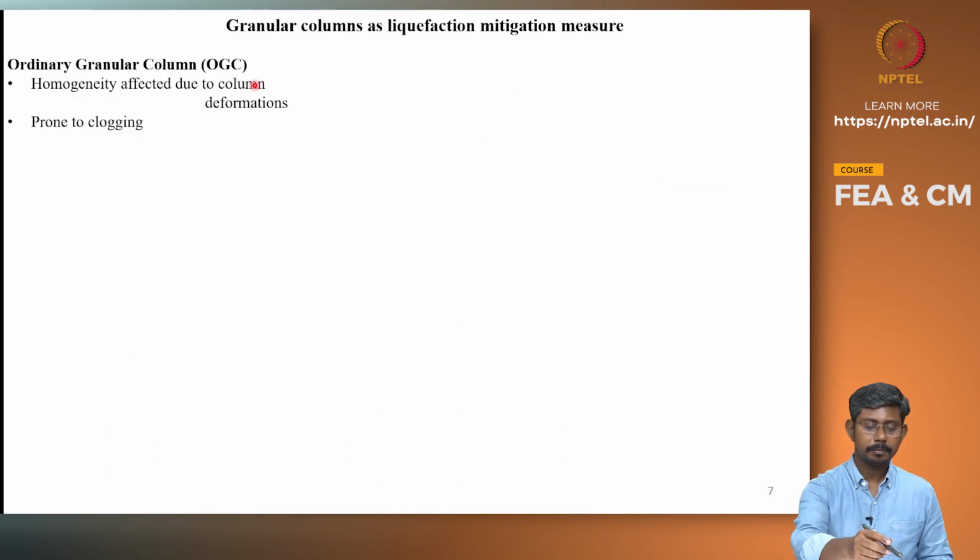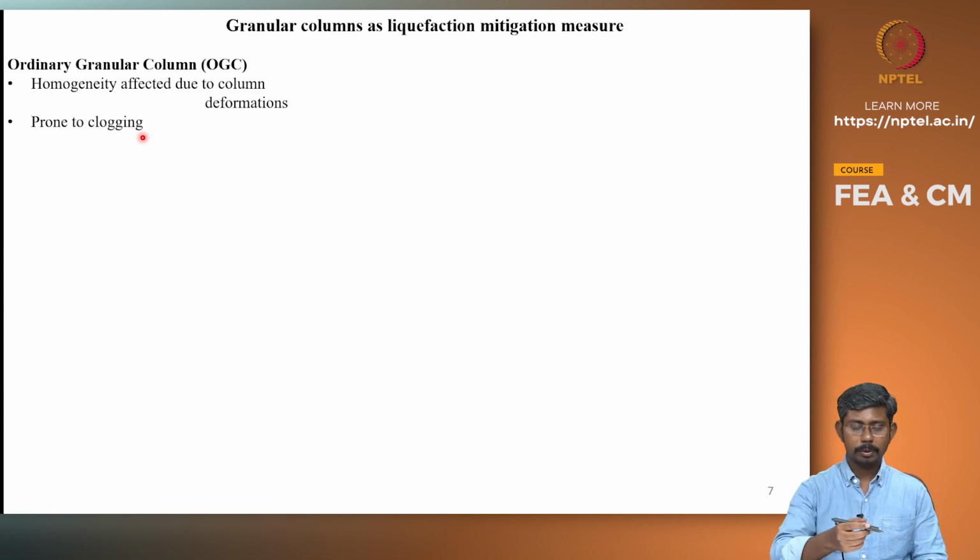Here comes the other term, ordinary granular columns. The term ordinary here refers to the columns that do not have any geosynthetic encasement. So the homogeneity of such columns is affected by the deformation of the soil, and the fines content present in the native soil could possibly clog the drain, which would reduce the drainage capacity of granular columns. These two are the disadvantages of ordinary granular columns.